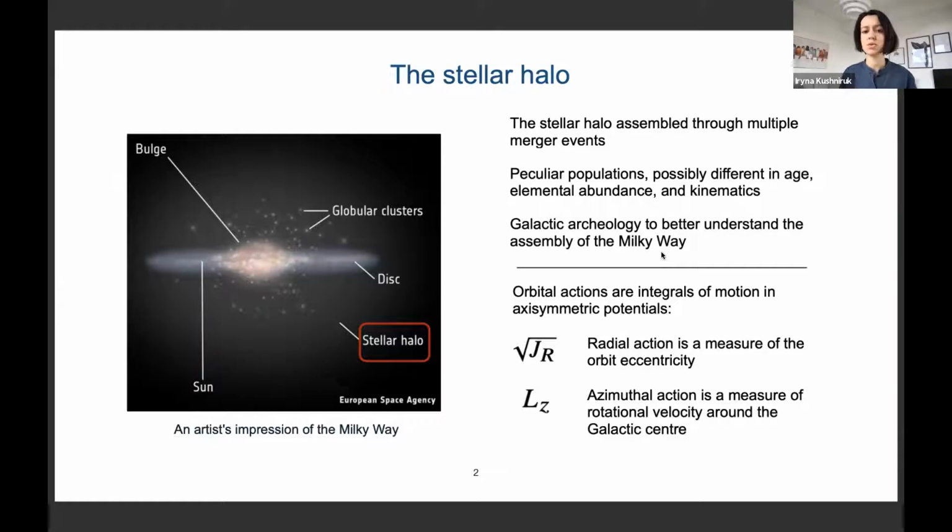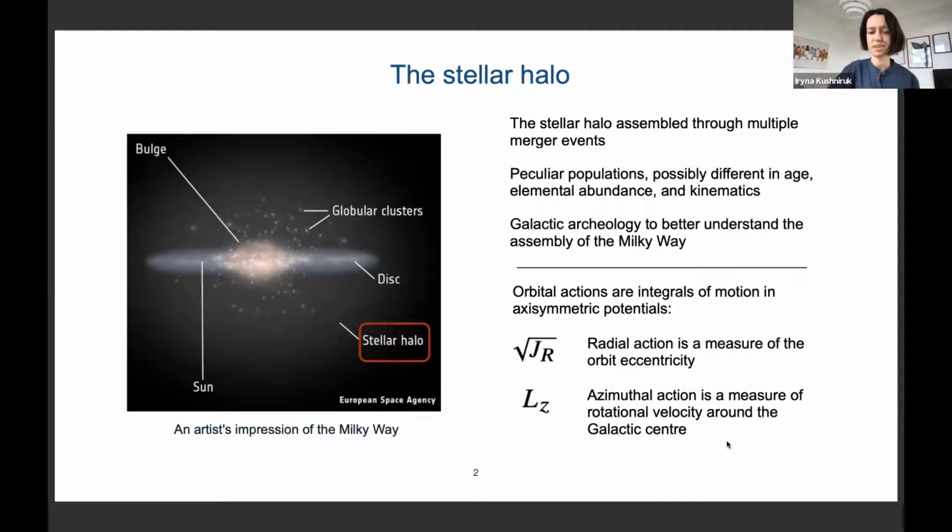Also, in this talk, I will refer a lot to orbital actions, such as JR and LZ. And orbital actions are quantities that are conserved in time, assuming axisymmetric potentials. And radial action is this quantity, and it's a measure of orbit eccentricity. And LZ is azimuthal action, and it's equal to the vertical component of the angular momentum.